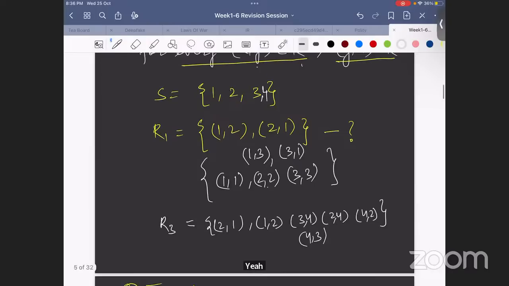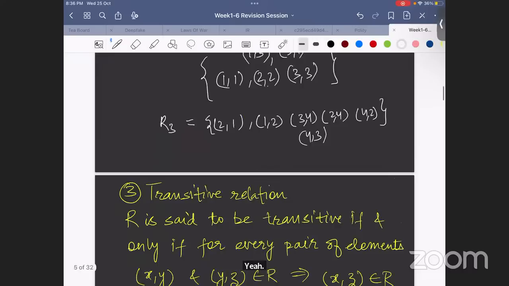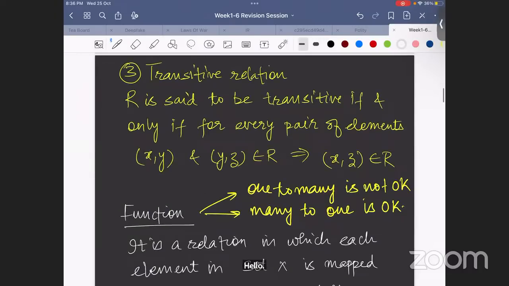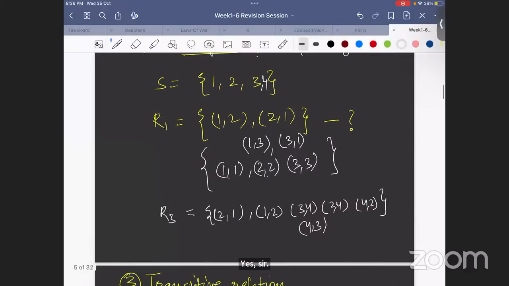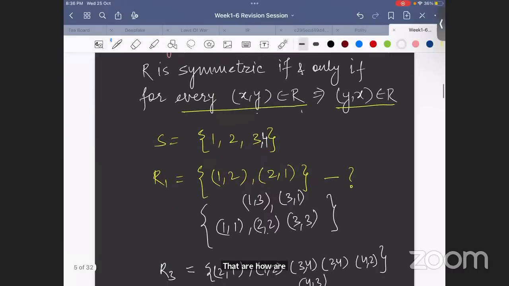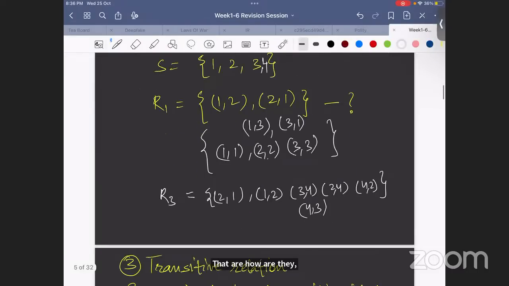Okay, let's move to the transitive. Always order of the pair is maintained, right? So (4, 2) is different from (2, 4). I told you, right? In a set order doesn't matter, but here order matters. If (4, 2) and (2, 4) were the same, every relation would have become symmetric, right?